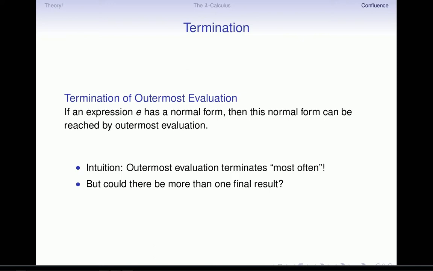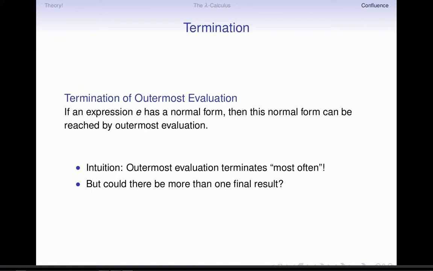As you may have seen now, termination of outermost evaluation can happen even if innermost evaluation does not terminate. So if an expression E has a normal form, then this normal form can always be reached if you do outermost evaluation. Intuitively, this means the following. Outermost evaluation terminates most often.